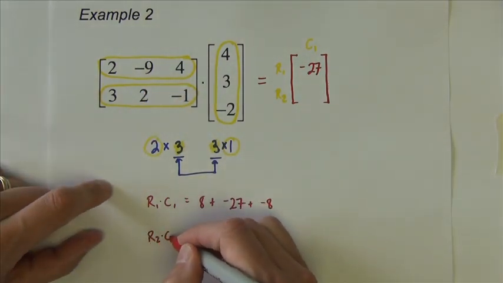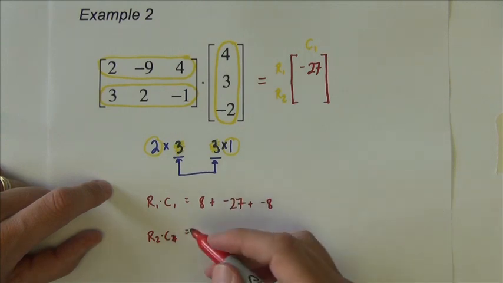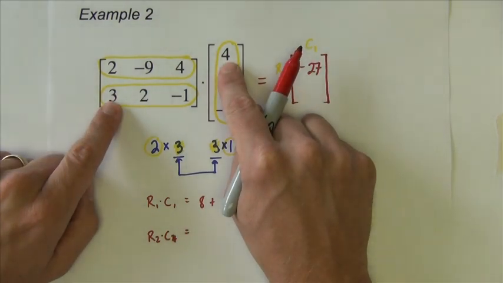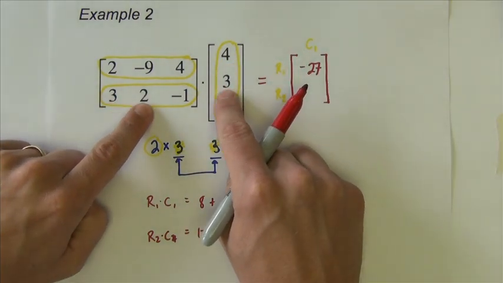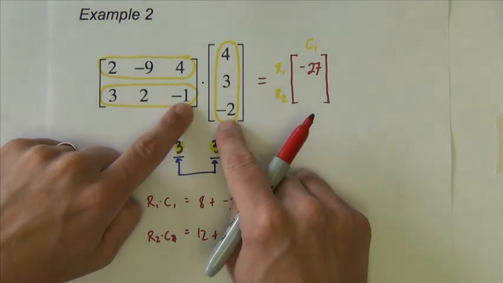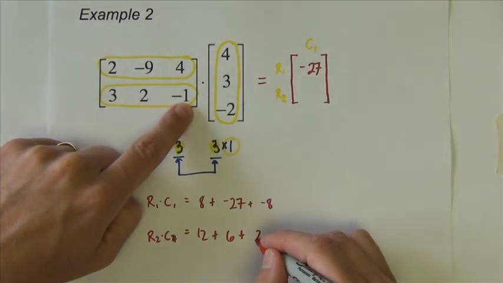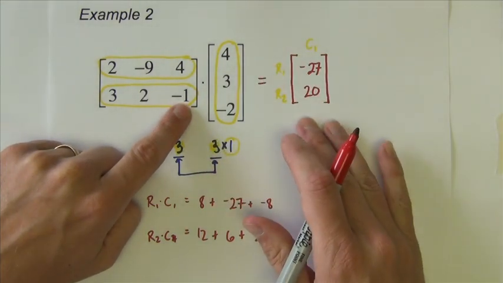Now I'm going to do row 2, column 1. Column 1 still is only 1 column. So first times first is 12. Second times second is 6. Third number times third number is 2. I'm going to add those together and get 20. There's my answer.